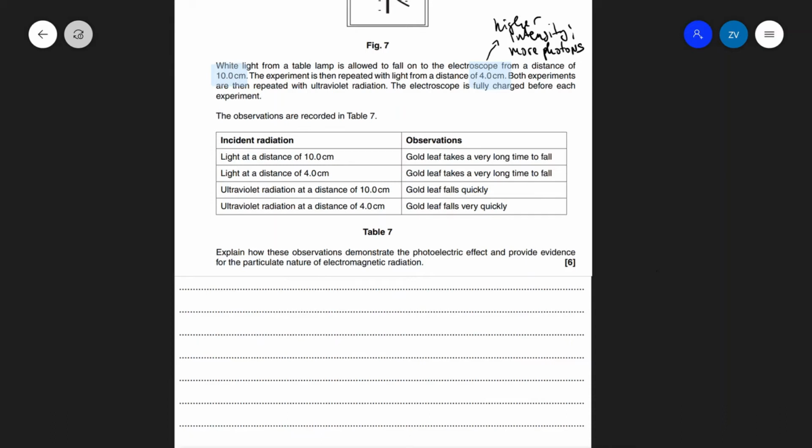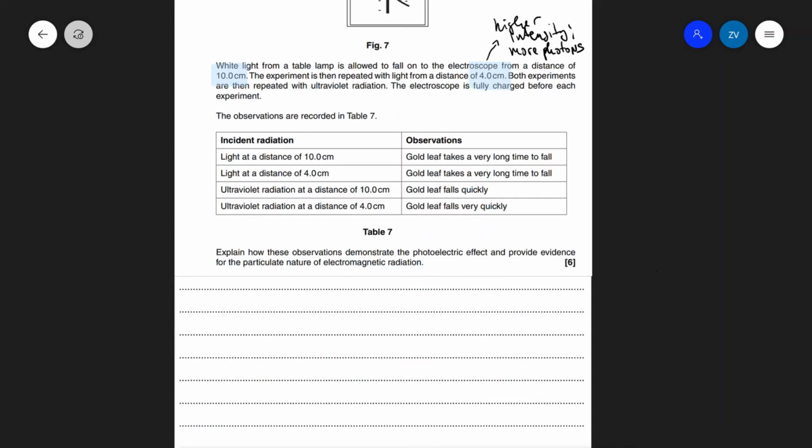The gold leaf will take a very long time to fall. The reason for that is just through normal electron discharge, so it's just going to be discharging incredibly slowly. So ultraviolet radiation, distance of 4 centimeters, the gold leaf will fall very, very quickly, and there is a higher rate of falling.